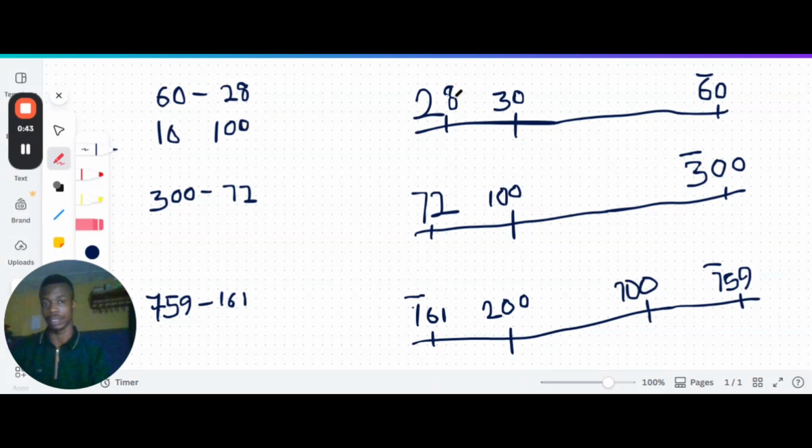Remember here, I didn't write 32. I didn't write 30 something. I wrote 30. Here I wrote 100. Here I wrote 200. If I have 759, I have to write 700. Okay. So now we're going to move from 161 to 200, from 200 to 700, and from 700 to 759. That is going to be so much easy for us.